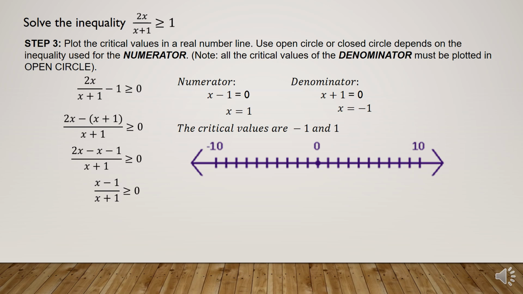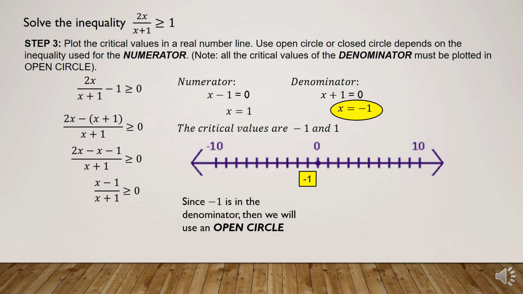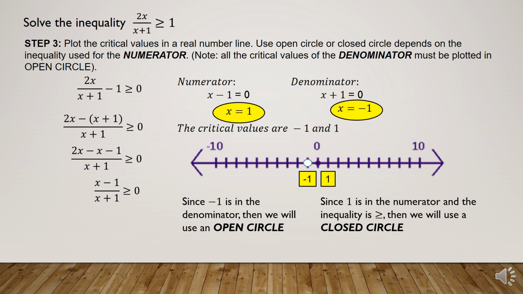So let us start with -1. Since -1 is in the denominator, we will use an open circle. Then we have also +1. Since +1 is in the numerator and the inequality is greater than or equal, we will use a closed circle.